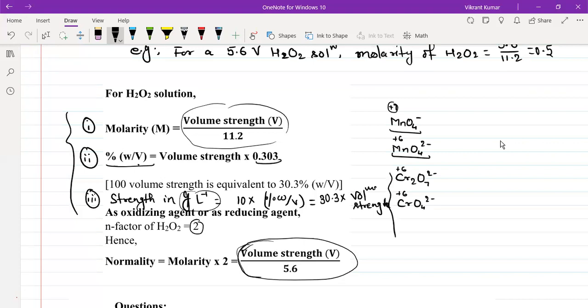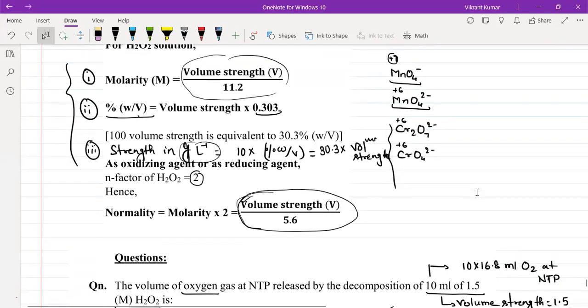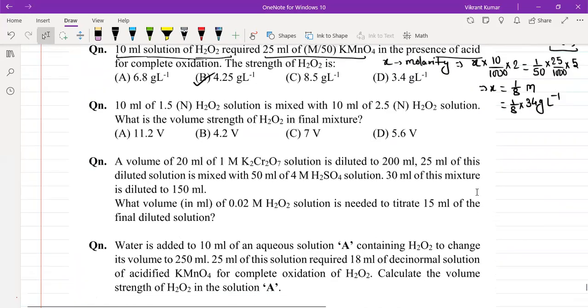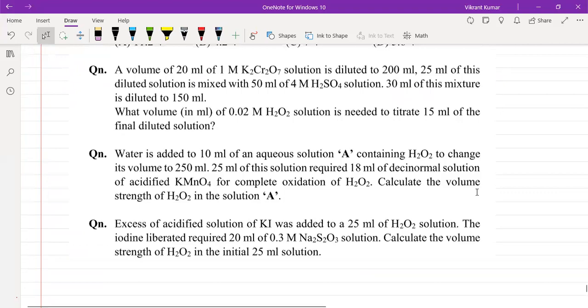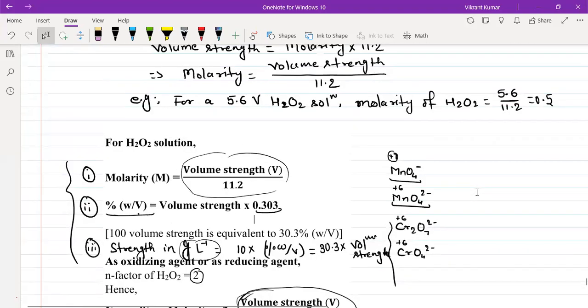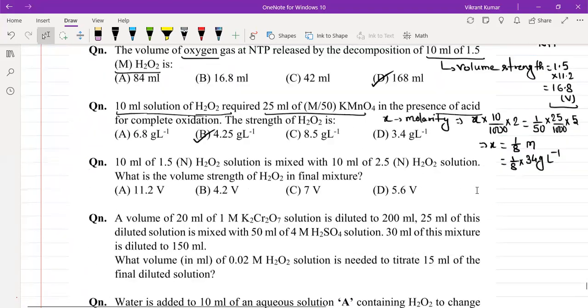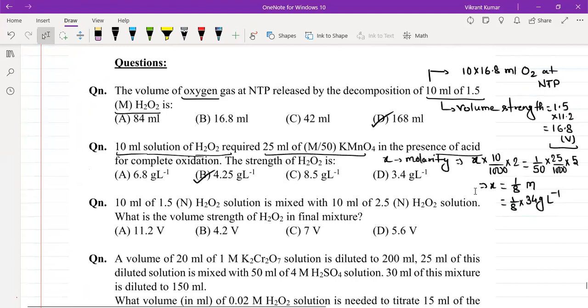तो वहां से भी कर सकते थे. इफ यू हैव गॉट द वॉल्यूम स्ट्रेंथ, वहां से फिर परसेंटेज वेट बाय वॉल्यूम कर लो या फिर 30.3 टाइम्स कर लो. ओके. सॉरी, हाँ ठीक है. ओके नेक्स्ट वन, थर्ड वन.